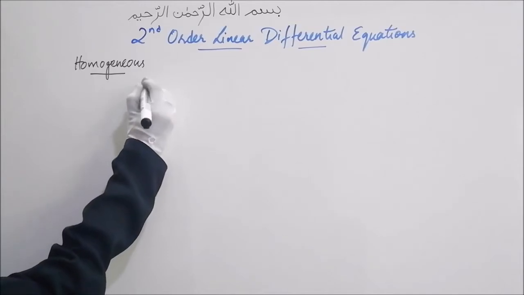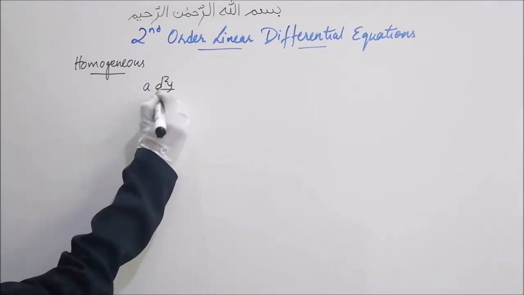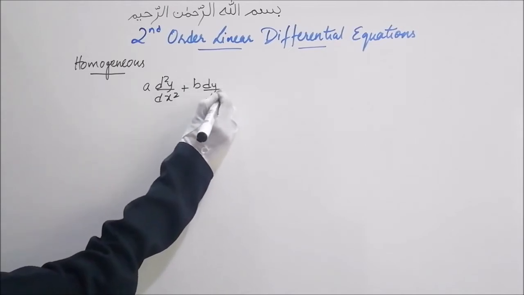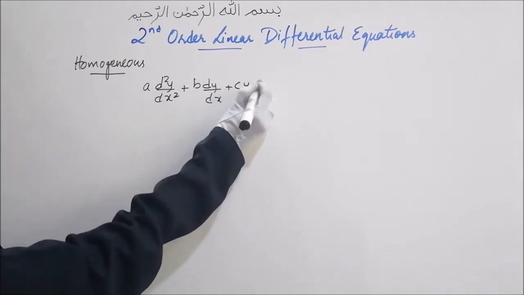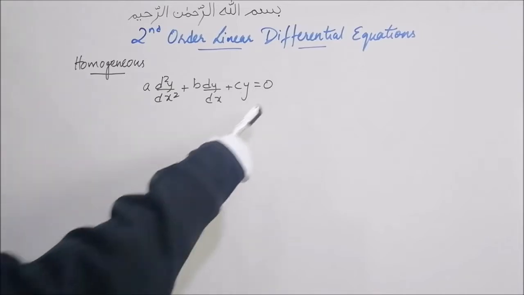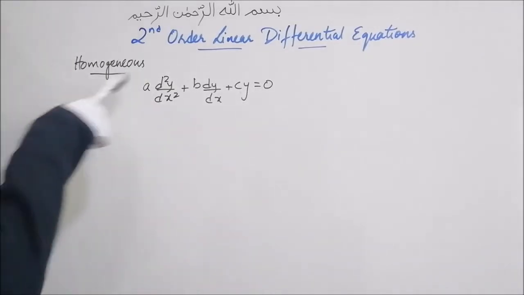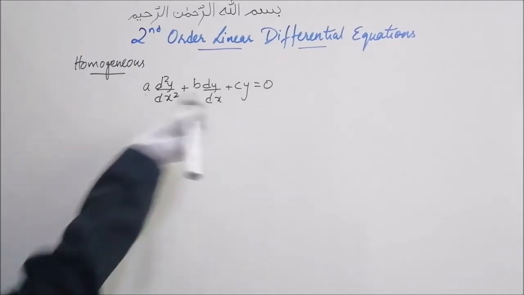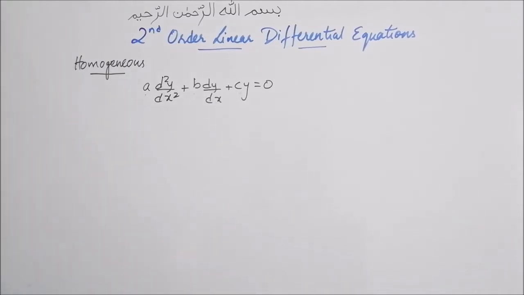Therefore, we have the equation a d squared y by dx squared plus b dy by dx plus cy is equal to 0. Since we do not have any constant term, this is a homogeneous equation. And we have a, b and c, these coefficients, to be constants. So how do you solve this type of equation?